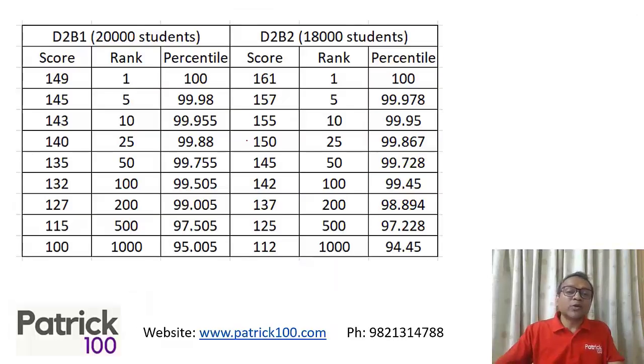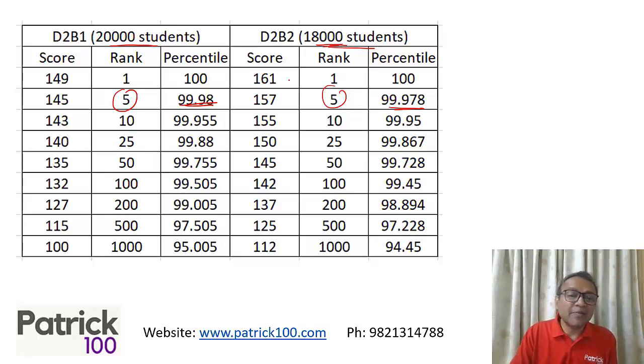Now further, this is looking at two slots. Maybe in one there are 20,000 students and in the second there are 18,000 students. If you look here, a 5th rank student gets 99.98. Here a 5th rank student gets 99.978, a little less. Why a little less? Because the number of students is less. Therefore, your percentile is slightly lower. So for second, third, fourth ranks as compared to the other slot, your percentile will be lower purely because there are fewer students. Based on the calculations, the percentile is slightly lower on that aspect.